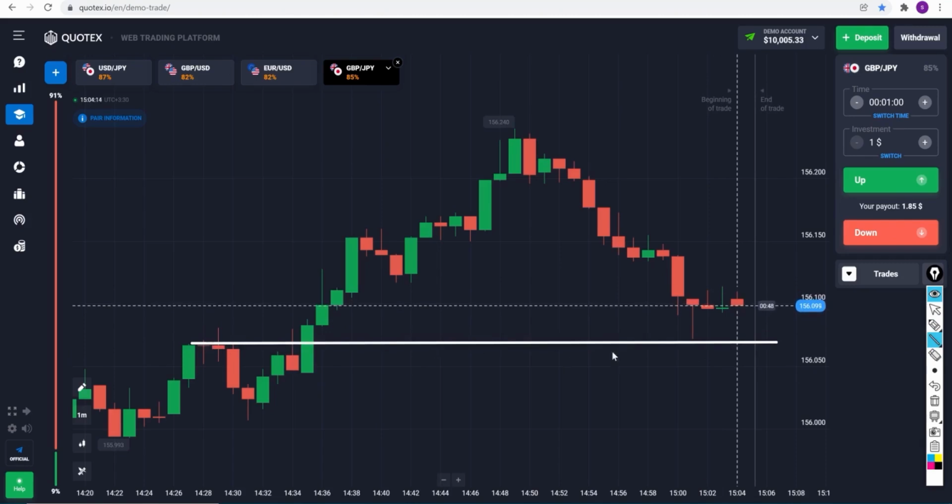Look, I've marked this level here. The shadow of this red candle touched this area once and then pulled back. Now we see a few weak candles forming. We need to wait and see which direction the trend takes and how it reacts to this level. If the price reaches this point again, we will likely see a pullback, so we'll wait to see if the candles come down and touch this line or not.